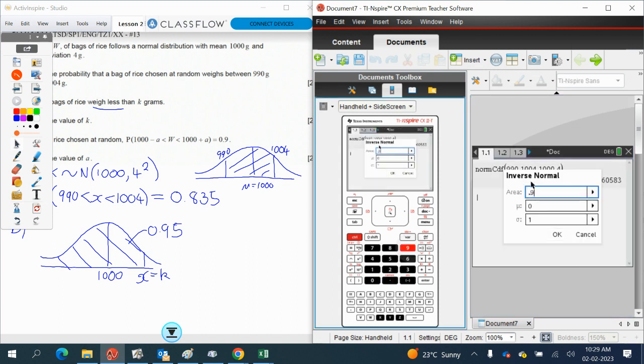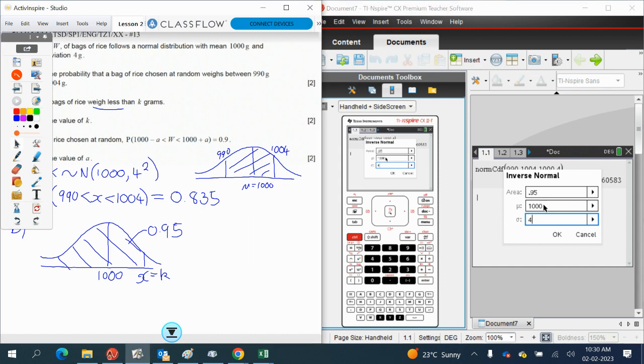The area is 0.95. Notice when you put in your values, you can put in the area, the mean, and the standard deviation. But you can't say whether it's to the left or to the right. It's always going to go left tail. So if you have a question which tells you that 5% is above, you can't enter this one in. You have to calculate 95% is below, and you get the same x value for this one.